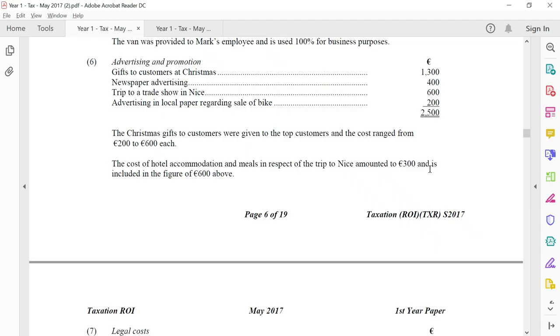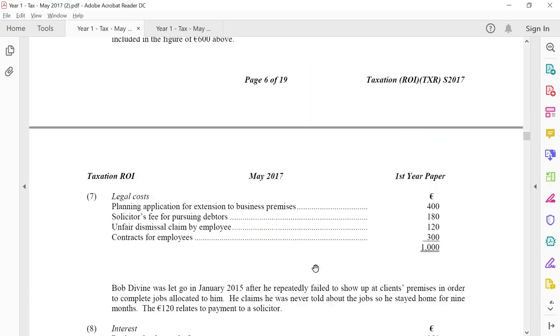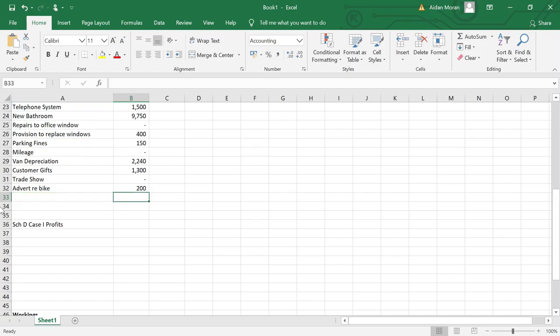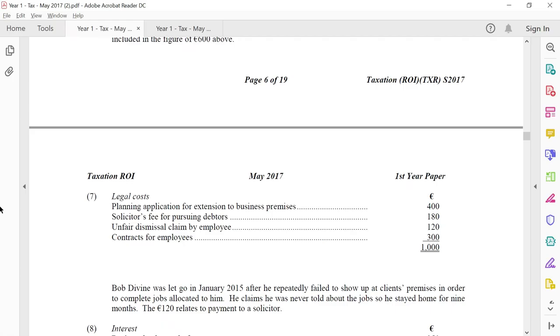Okay, moving on to note 7. Legal fees. Planning application for extension to the business premises. It's not your day-to-day revenue expenditure. You do not get planning every day of the week. So I'm going to add it back. It's capital expenditure. €400 for planning, it's enhancement.